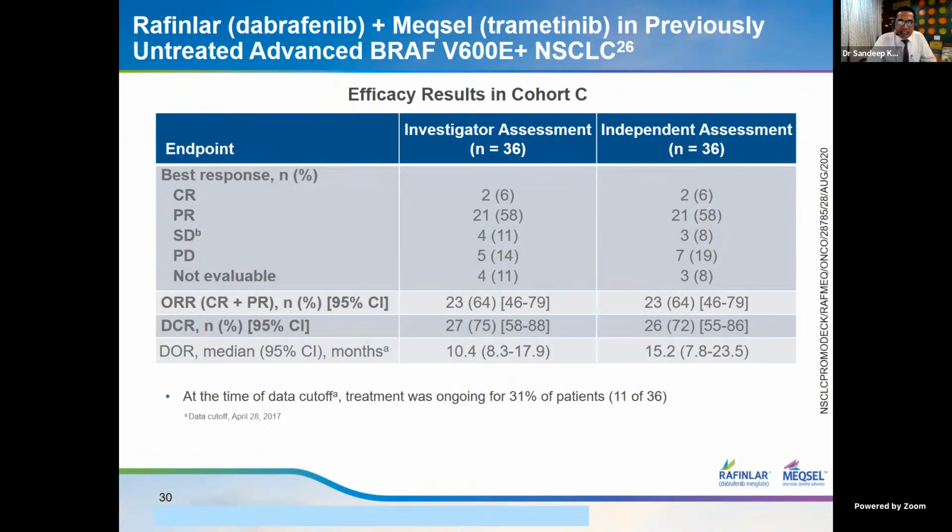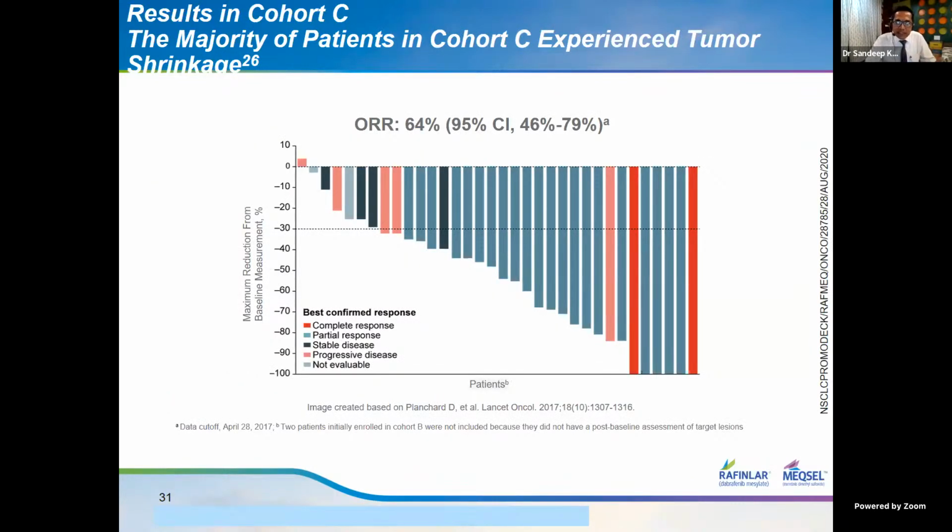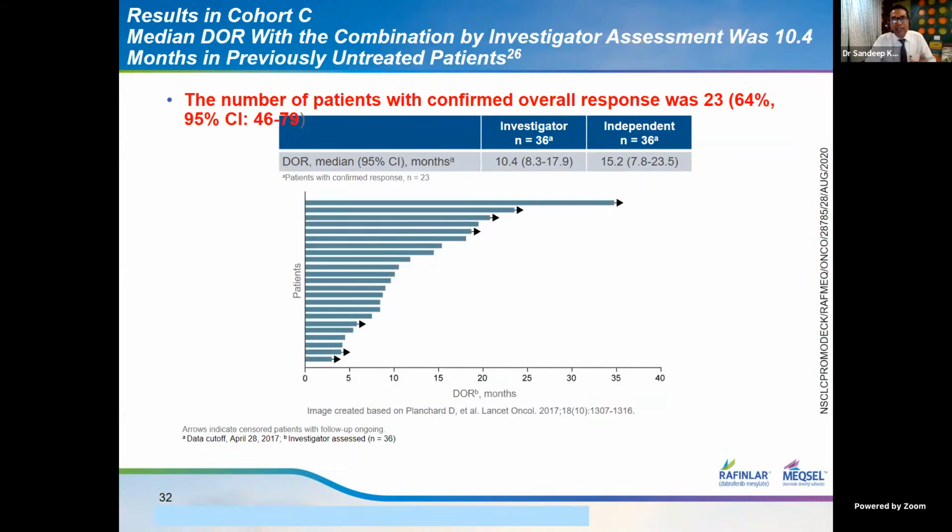Again, in cohort C, you can see here that the ORR was to the tune of 64%, disease control rate of around 75%, and duration of response of 10.4 months was seen in cohort C, which was a previously untreated advanced BRAF V600E mutant population. The waterfall plots clearly demonstrated very good activity and a very good overall response rate. Duration of response was around 10.4 months, which was very good, and compared to cohort A, where a single agent was used, it was almost double the duration of response.